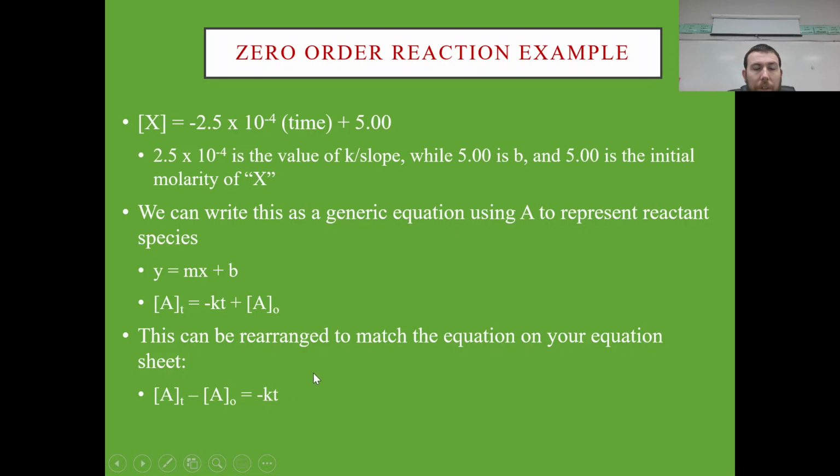What you are provided on the AP reference sheet is this expression, that the concentration of A t minus the concentration of A naught equals negative kt. So you're given this. If you wanted to get it to this form, simply add a positive A naught to both sides. It'll cancel out on the left, and then you're back into your slope-intercept form.